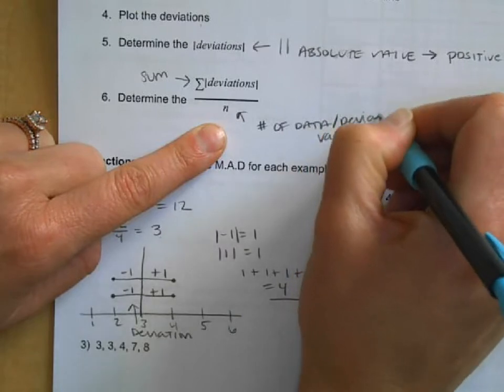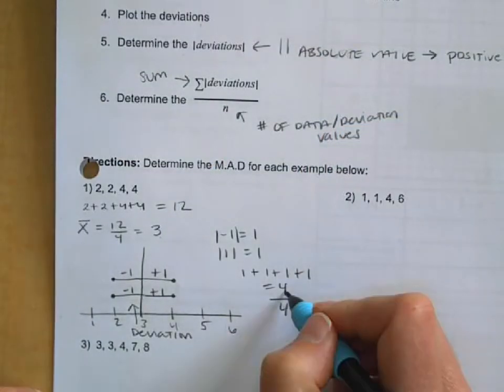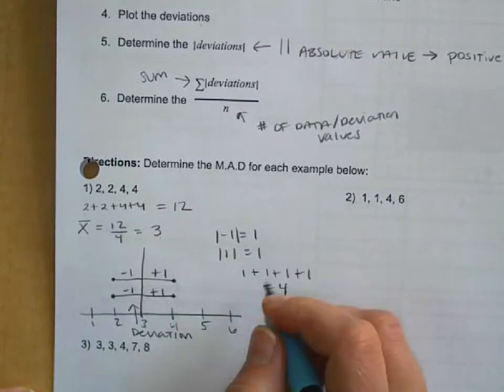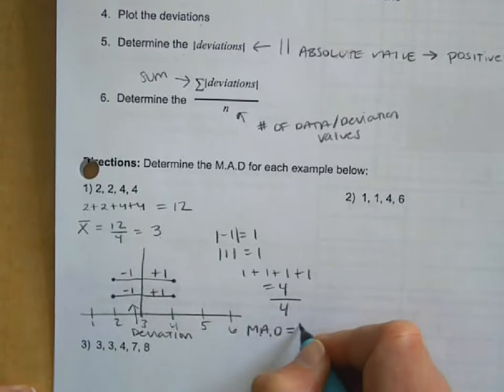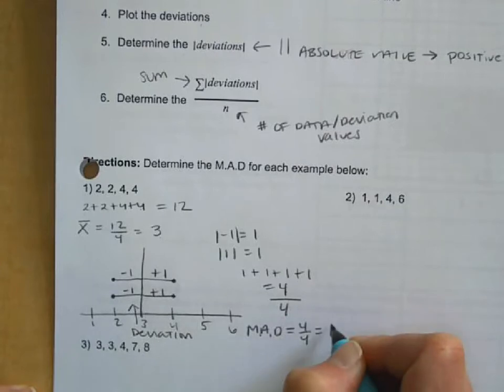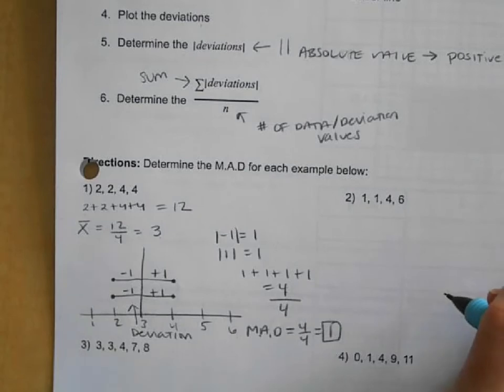And I'm going to say even deviation values. So there are 4 of them. So 4 divided by 4 means that our MAD, and you can abbreviate those, we had 4 divided by 4, that is equal to 1. So our MAD, mean absolute deviation, is 1 in this case. Go ahead and try and do number 2.